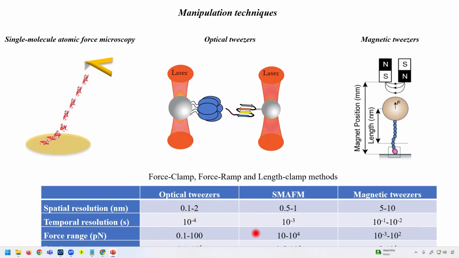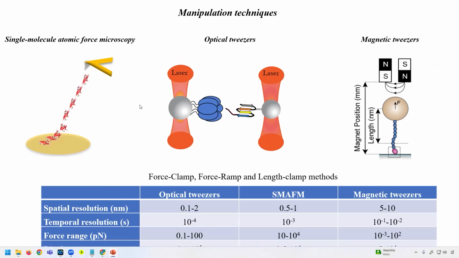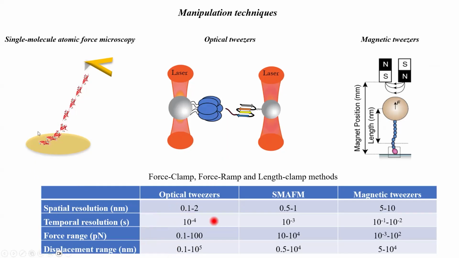And the temporal resolution in these techniques is slightly lower. This is milliseconds, but if you go to the fluorescence methods, the temporal resolution is very, very high. If you look at the force ranges, these techniques can apply forces from 0.1 to 100 piconewtons, and as I said, pico is 10 power minus 12.